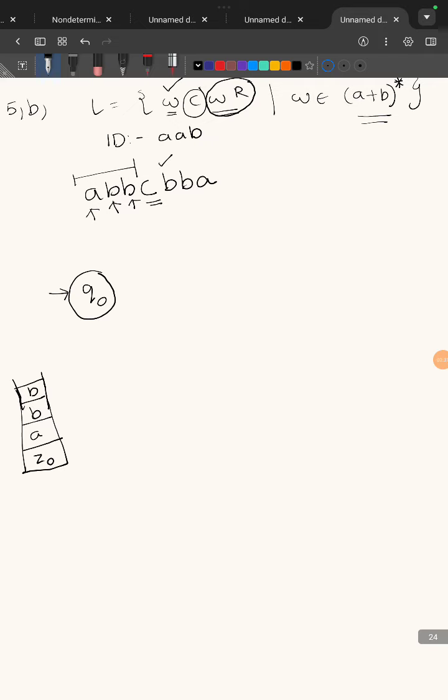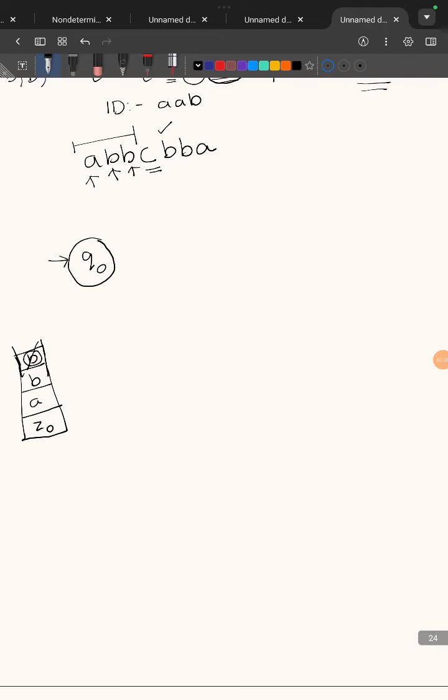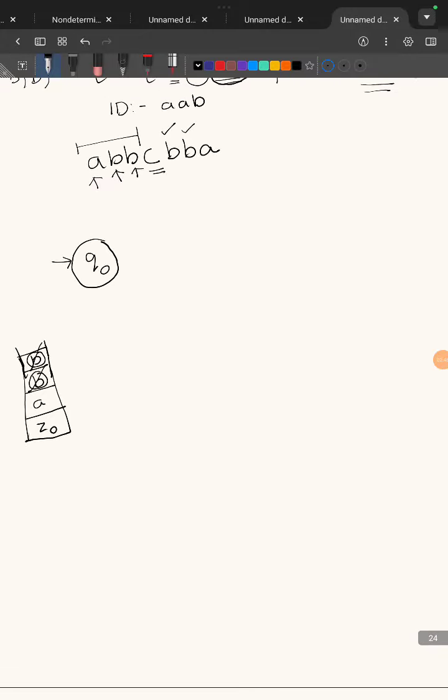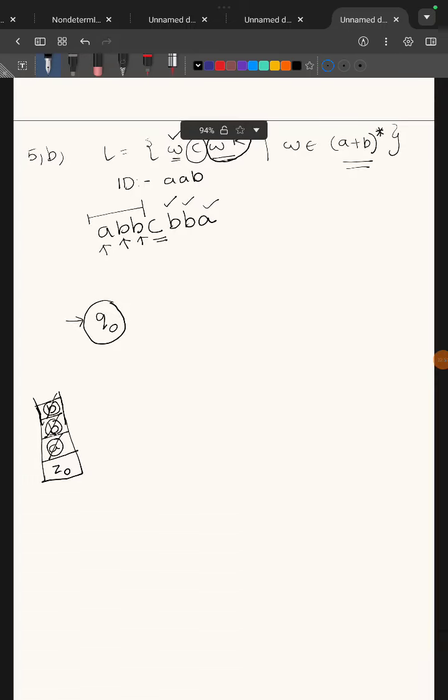If I see B, and B is the top of the stack, we have to pop. Now the second symbol is again B. B is the top of the stack, we will pop. And now the third symbol is A. A is the top of the stack, we will pop A. Now the stack has become empty. We will accept the given string, saying that it is a palindrome. So this is the basic idea.